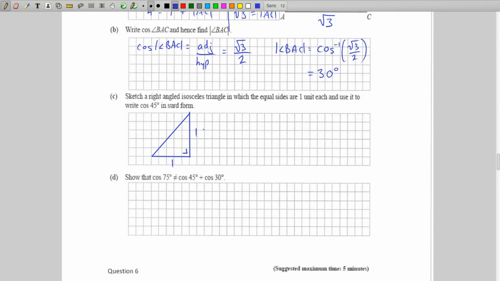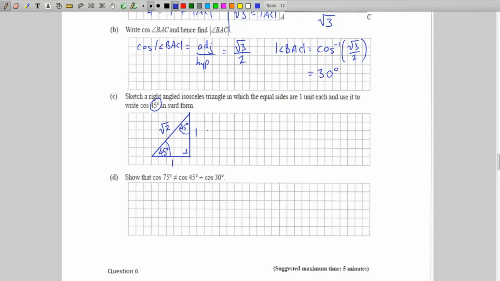And because this is isosceles, you know that the other two angles are the same, and the sum of them and this 90 degrees has to be 180, so the only possible angles we can get here are 45 degrees and 45 degrees, and that shouldn't come as any surprise because we're asked about cosine of 45. We can use Pythagoras' theorem to figure out that the remaining side is root 2.